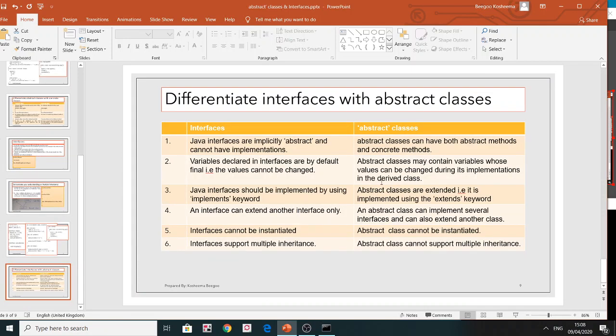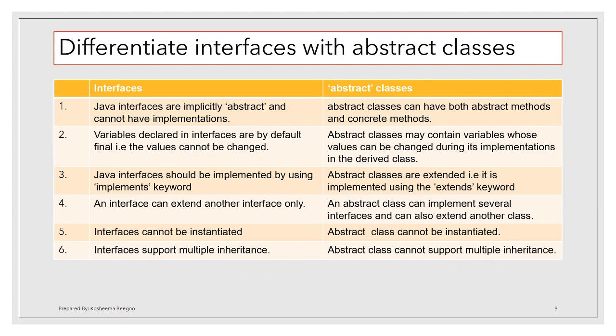Differentiate interfaces from abstract classes. So now let's see here. Java interfaces are implicitly abstract and cannot have implementation. We can only have abstract methods. We cannot have a definition. Whereas in abstract classes, we can have abstract methods, and we can also have methods with a full definition. So an abstract class can have non-abstract methods as well.